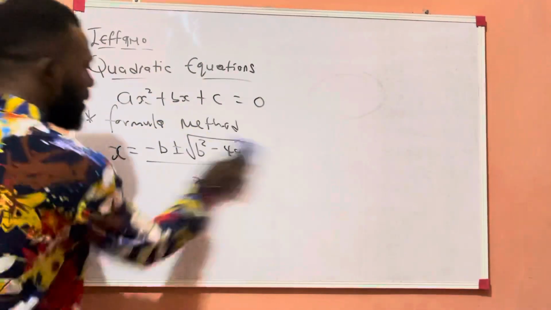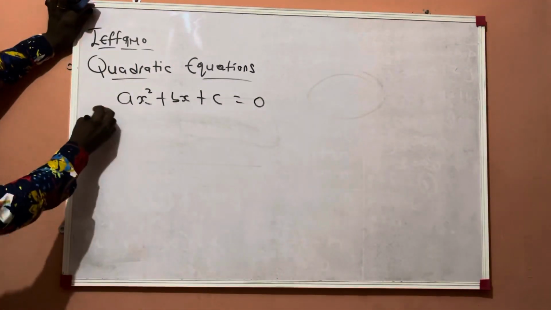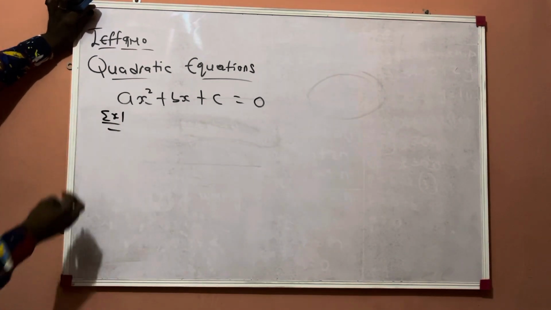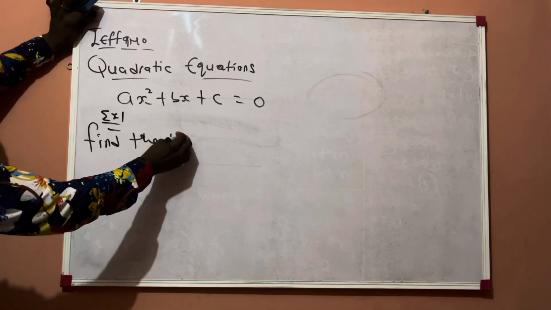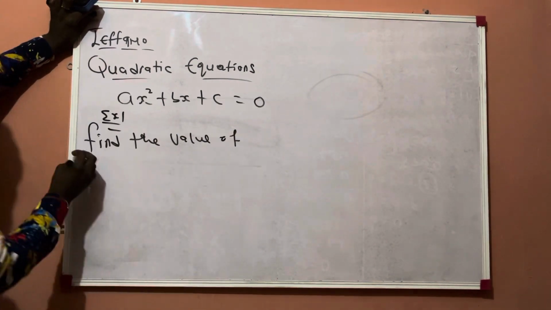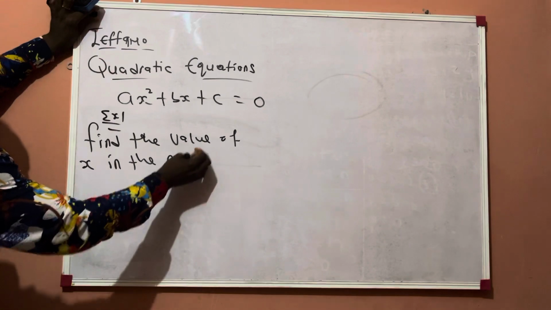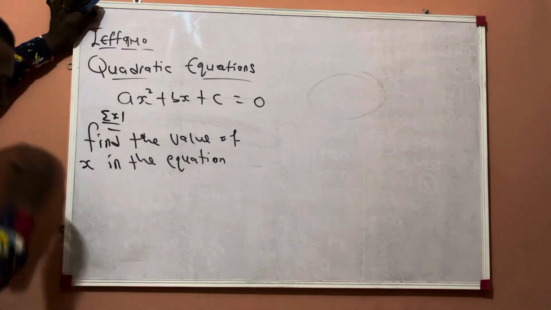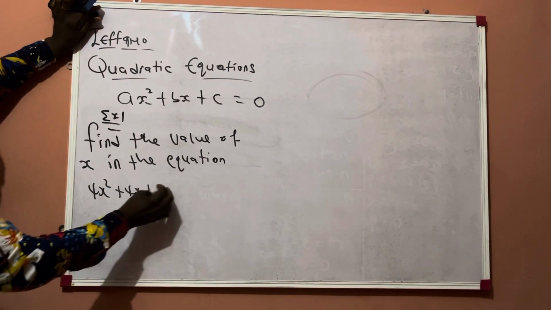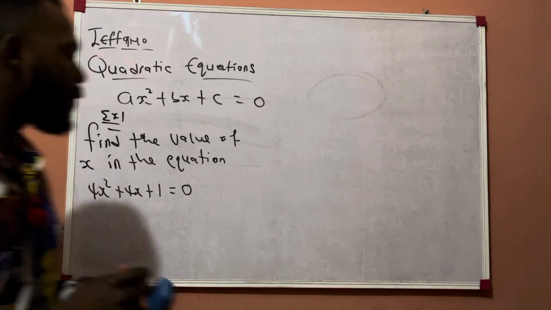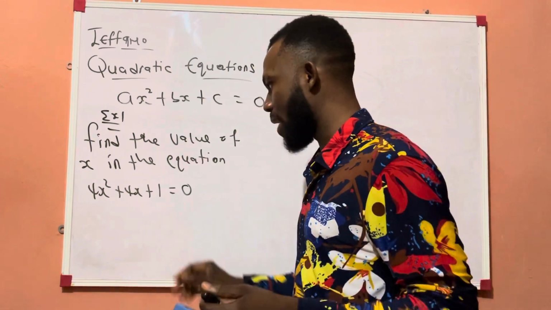Okay, without wasting time, let us take a question. Imagine the question says, find the value of x in the equation 4x squared plus 4x plus 1 equal to 0. Find the value of x in the equation 4x squared plus 4x plus 1 equal to 0.